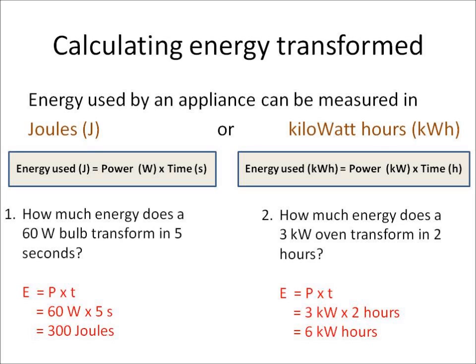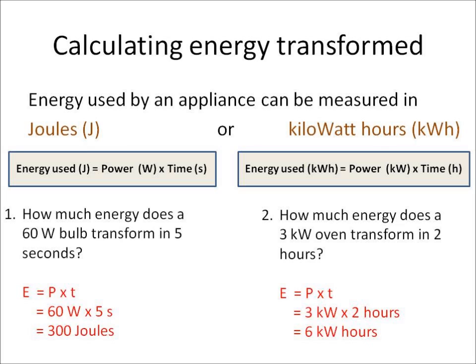Right, this is all about calculating how much energy is transformed to an electrical appliance. Now let's remember that energy can either be calculated in joules or in kilowatt hours. Let's look at the example on the left. Here we're going to calculate energy in joules. So we use power in watts and time in seconds. So joules equals watts times seconds.